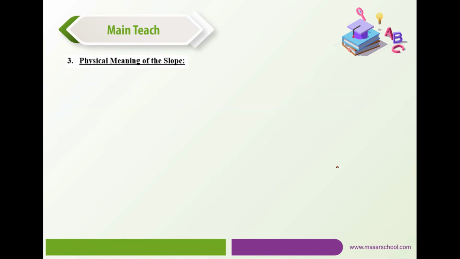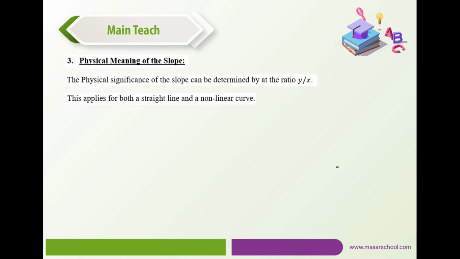Now the physical meaning of the slope. The physical significance of the slope can be determined by the ratio y over x. This applies for both a straight line and a nonlinear curve. Remember that the slope calculation that we've introduced previously only works if the line is a straight line. Now this method, which is the physical meaning, applies for any curve.